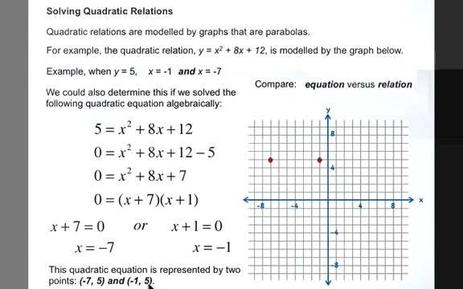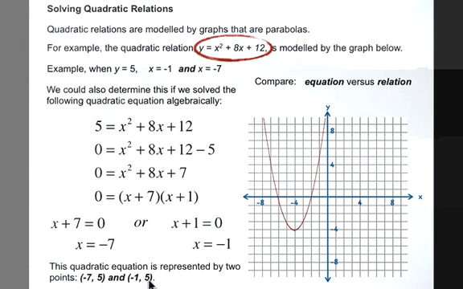Compare. Equation versus relation. Here's the equation. And the relation is this. The equation has only one variable, whereas the relation has 2.